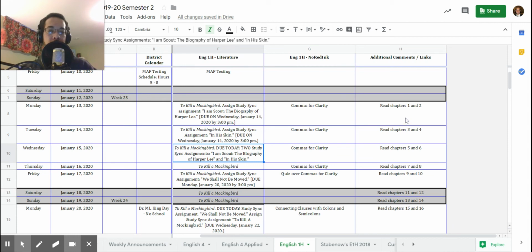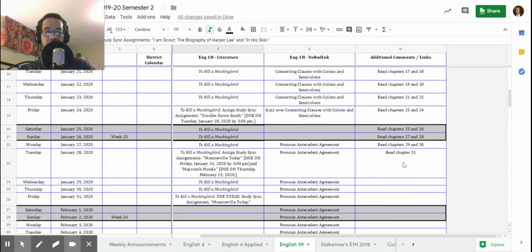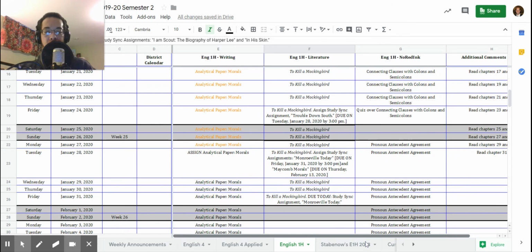The reading schedule, I went ahead and added in the additional comments and links. So I'm asking students to read 2 chapters per day. So every day you see that it is listed, even through the weekend, they can read. And then there are 31 chapters in the book. My initial goal is to have the novel read by January 28th. And that'll give us plenty of time to write the paper and possibly complete some fishbowl types of assignments at the end, just different things that we'll be working on in addition to reading and the StudySync.